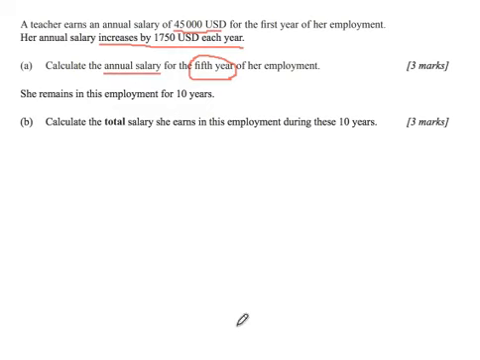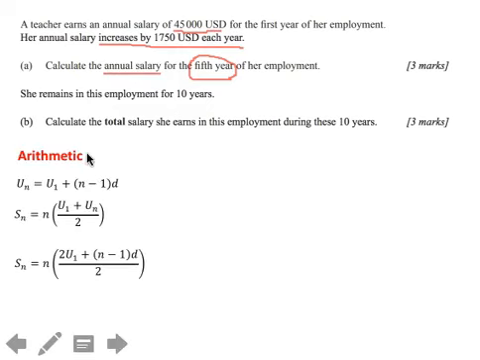So the first thing you should notice when you look at this problem is that it's arithmetic. The reason why it's arithmetic is it's increasing by the same amount each time, $1,750. We're not multiplying by anything, we're simply adding.